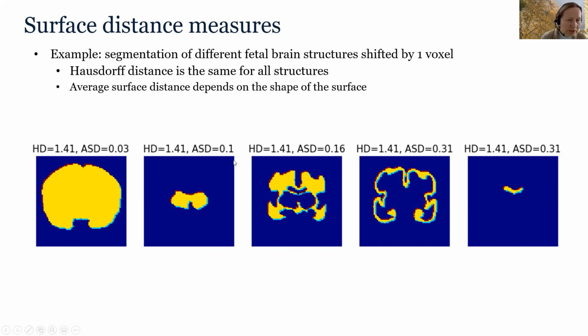However, average surface distance does vary. That's because it really depends on the orientation of the curve. So if the curve is oriented perpendicular to the direction of the shift, there will be a big error. If it's parallel, then we will not see any error. So that's why we see different numbers depending on the complexity of the surface.